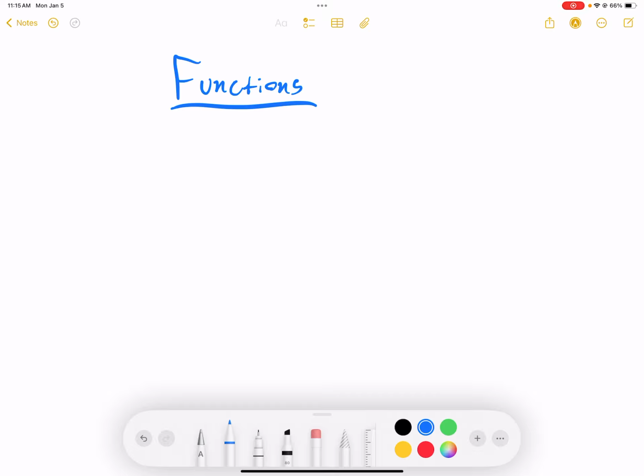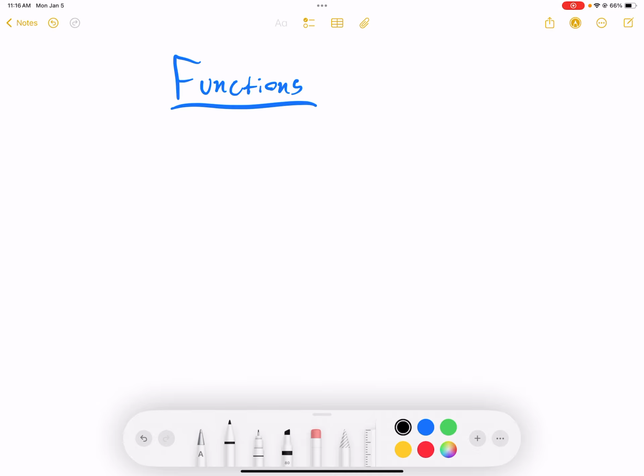In this video, I'm going to define what a function is, and then I'm going to give some examples of functions, and then I'm going to give some non-examples. What are some things that might look like functions, but they're not actually functions? So without further ado, let's get started.